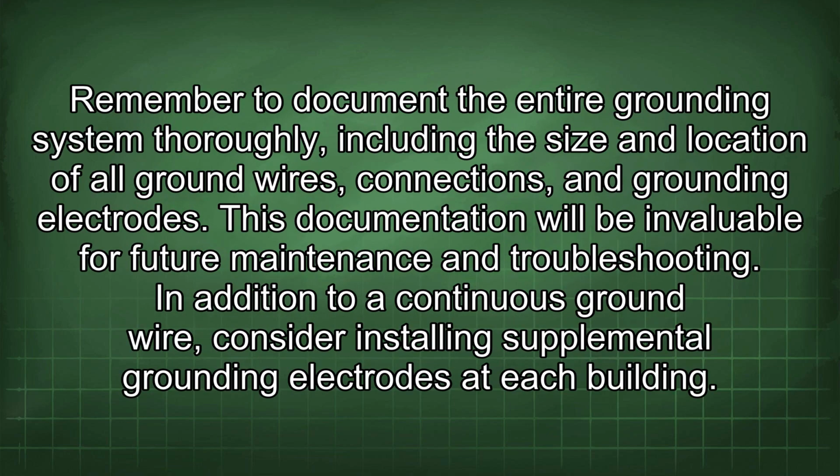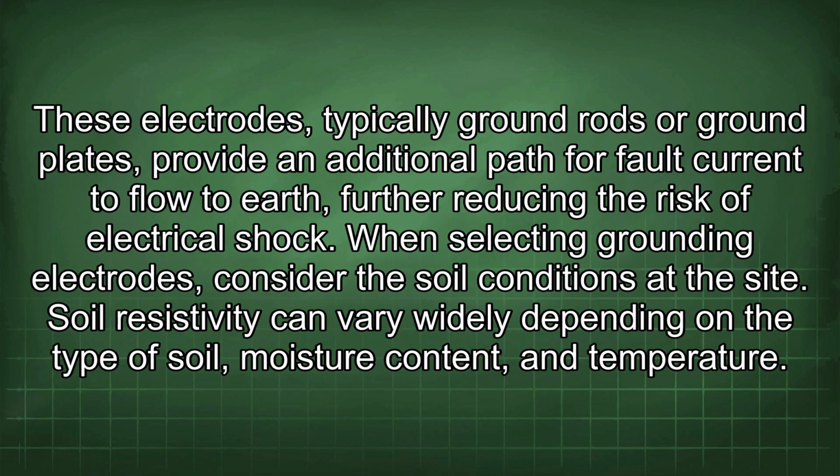Remember to document the entire grounding system thoroughly, including the size and location of all ground wires, connections, and grounding electrodes. This documentation will be invaluable for future maintenance and troubleshooting. In addition to a continuous ground wire, consider installing supplemental grounding electrodes at each building. These electrodes, typically ground rods or ground plates, provide an additional path for fault current to flow to earth, further reducing the risk of electrical shock. When selecting grounding electrodes, consider the soil conditions at the site.